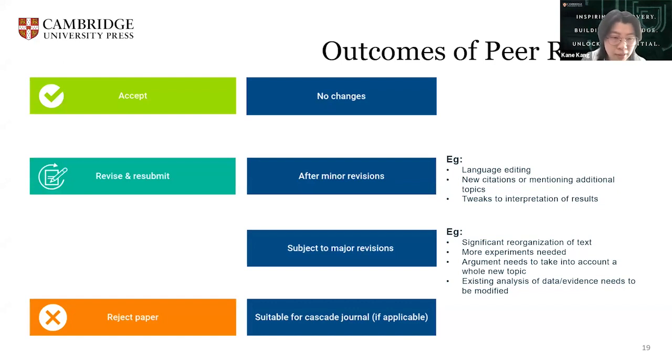And if you receive a rejected paper, they would say something like suitable for a cascade journal, if applicable. In this case, you're going to receive comments, because that's a rejection after peer review. You'll have peer review comments and journal editor comments. You can still revise your paper based on those comments and find another journal to submit to. So rejection after peer review is also a way to help you improve your manuscript quality.